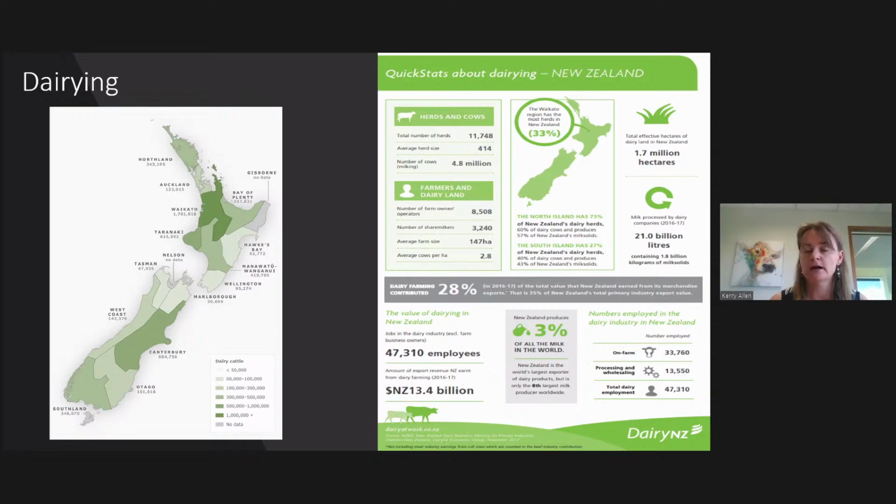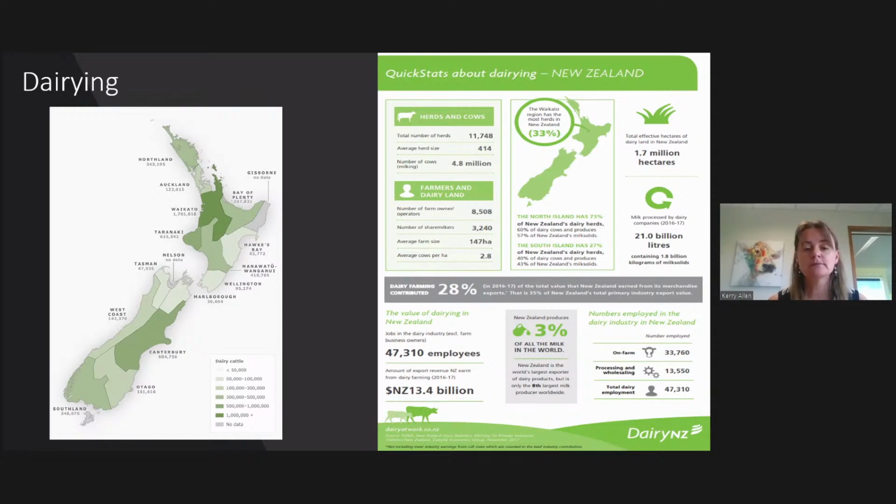Now, dairying is pretty important in the country because it employs so many people and it brings in such huge earnings for the country. So about 47,000 people are employed directly or indirectly in the dairy industry. And it brings in about $13.3 billion. Okay. Now we produce, as it states there, 3% of the world's milk production, but we're only the 8th biggest producer. Okay, so not a very big producer worldwide, but we do produce a lot of milk, and we can export predominantly most of that milk overseas.